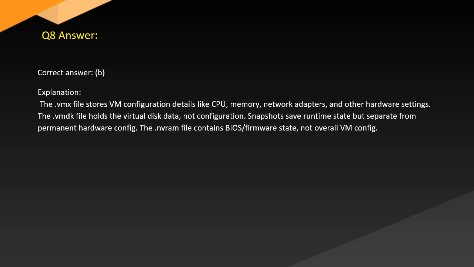Answer. Correct answer: B. Explanation. The VMX file stores VM configuration details like CPU, memory, network adapters, and other hardware settings. The VMDK file holds the virtual disk data, not configuration. Snapshots save runtime state but are separate from permanent hardware config. The NVRAM file contains BIOS firmware state, not overall VM config.